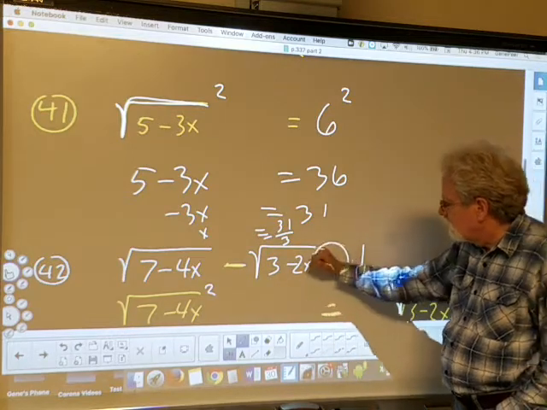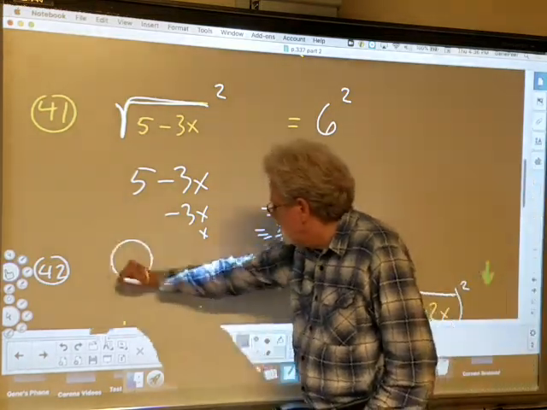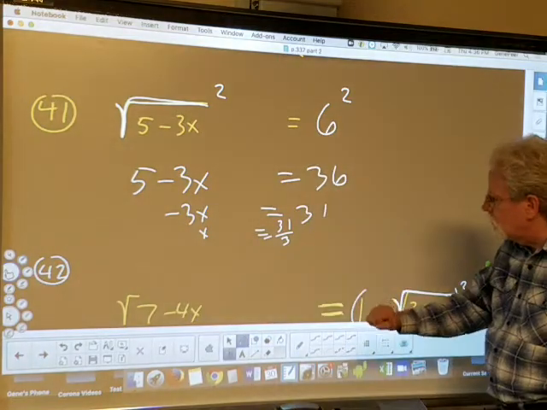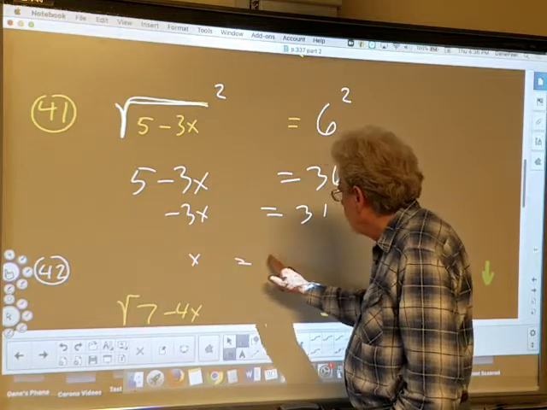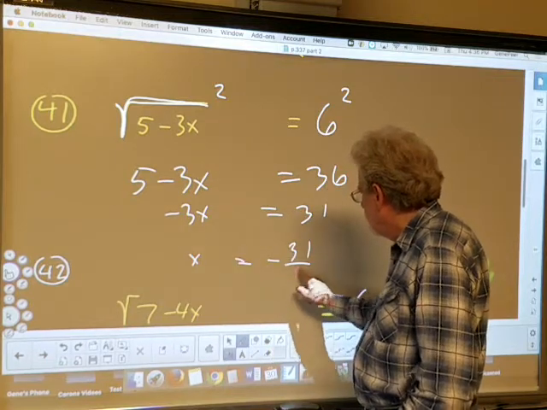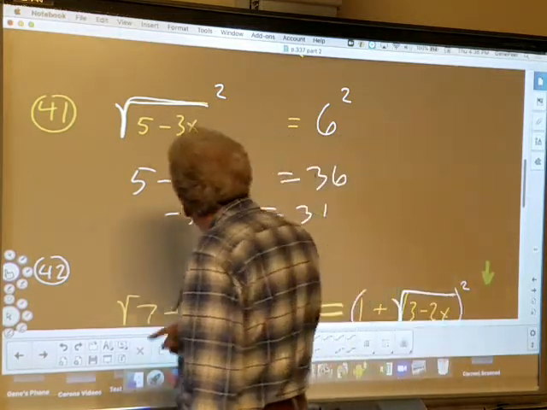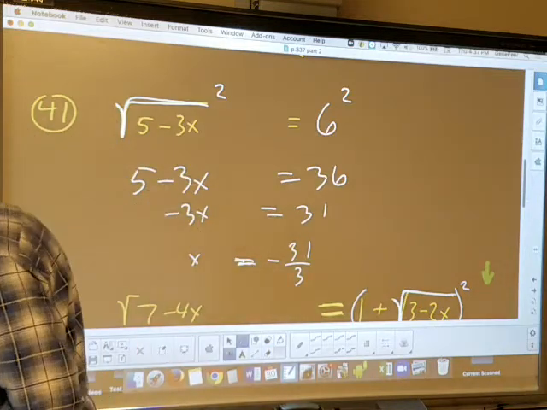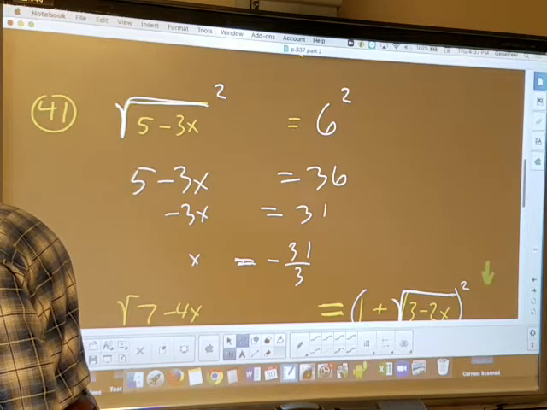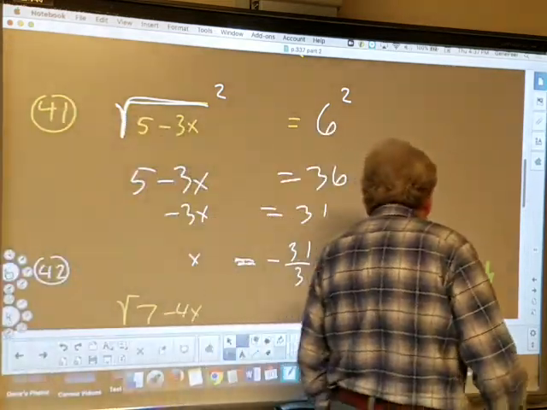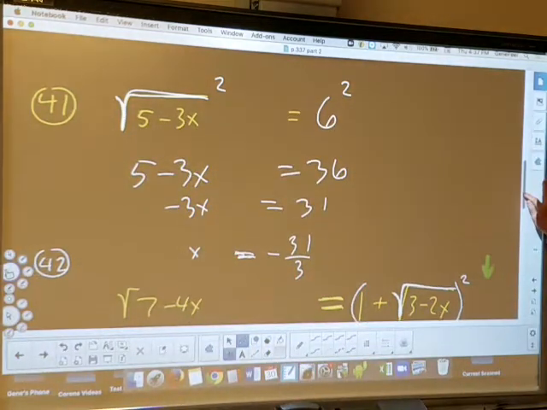And now it's crashing into another problem there. I'm going to pretend that's not there. Hey, I don't have to pretend it's not there, really. So we get x equals negative 31 thirds. And that's such an ugly answer, I just want to check the book and see if it agrees with me. Number 41 is negative 31 thirds indeed. Oh yeah. Feels good when you get it right, you know?